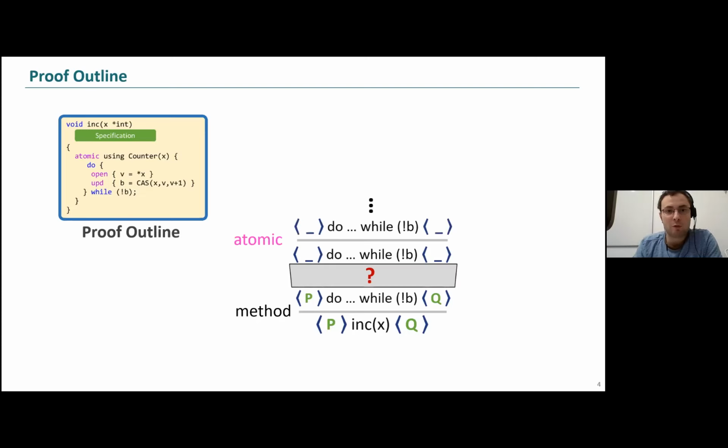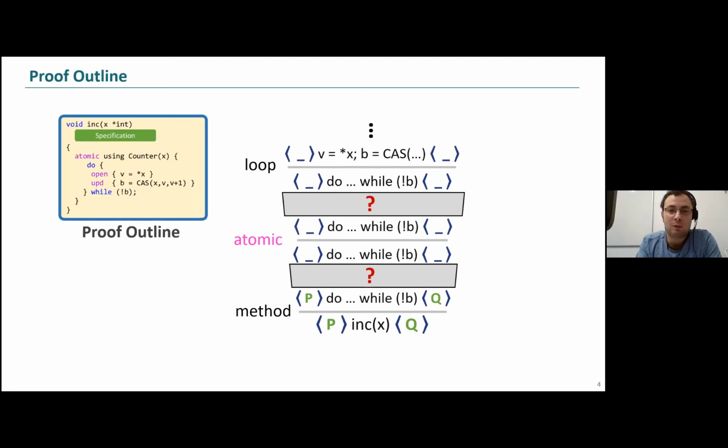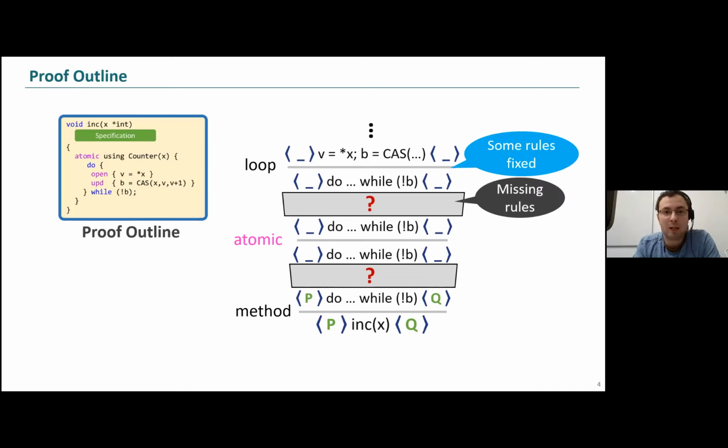The first source of information is, of course, the key steps. Here we don't know what's in between, but we know that eventually the atomic rule will be applied. The second source of information is the rules that are determined by the syntax, for instance loop, assignment, sequential composition, and so on. Here again, we don't know what is in between, but we know eventually there will be an application of the loop rule in the full proof. To summarize, some rules are fixed, namely the syntax-driven rules and the key rules. However, most rule applications are still missing.